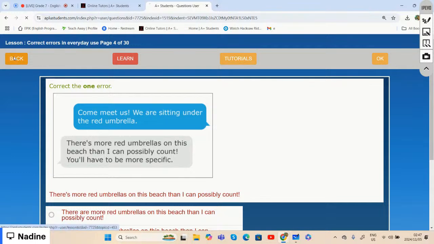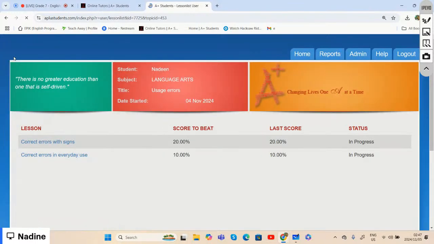All right, so this is now the end of our lesson. We spoke about usage errors, and usage errors are the errors that, for example, you have within a text. It is simple words that might seem like they are the same, but within the context, they are not. So this is the end of our lesson.